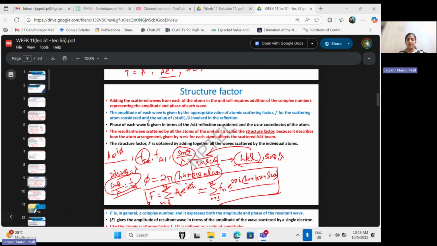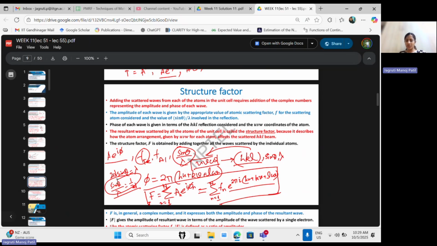That we know. The resultant wave which is scattered by all the atoms of the unit cell is called the structure factor, because it describes how the atom arrangement, given by the spatial locations uvw of each atom, affects the hkl scattered beam. So the structure factor is obtained by adding all of the waves together which are scattered by individual atoms. So this is our amplitude.